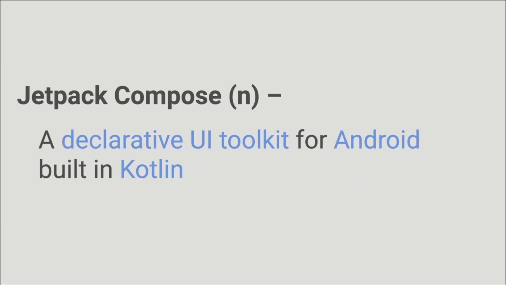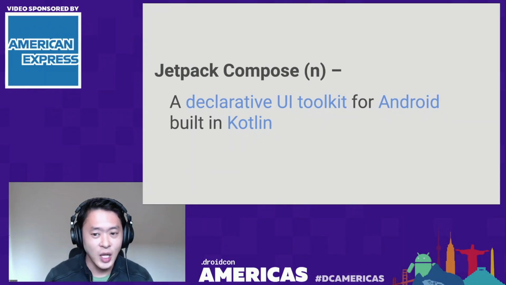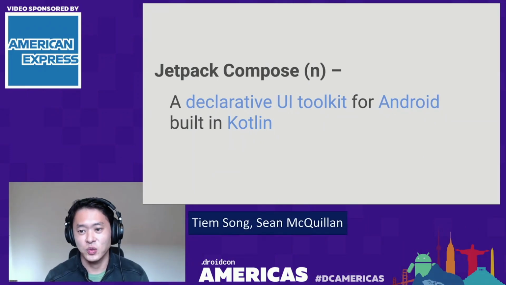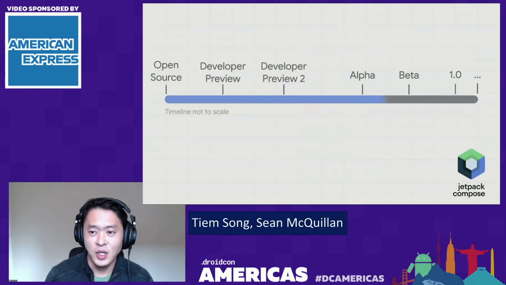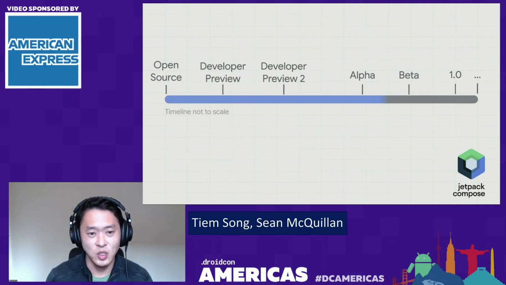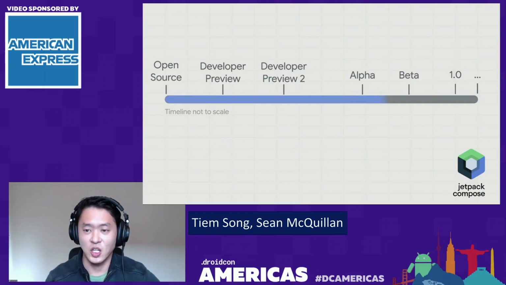All right, so that's our Compose migration in a nutshell, and I'll wrap things up. To recap, Jetpack Compose is a declarative UI toolkit for Android built in Kotlin. Now, again, on our timeline, we're currently in alpha, so that means if you want to adopt Compose at this point, be prepared to maintain your app given the changes that may come up in Compose.